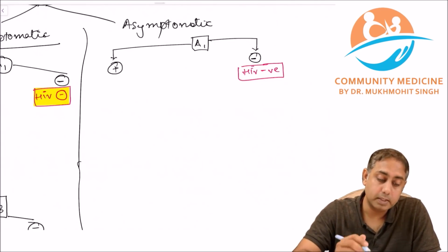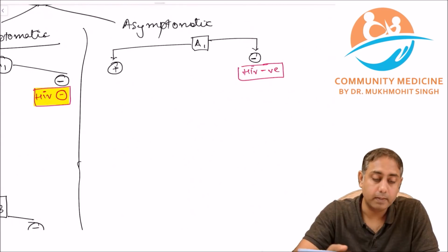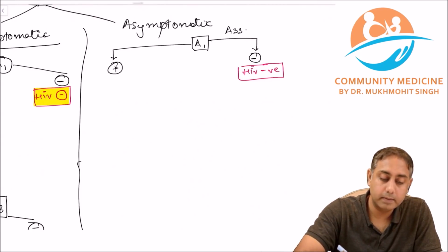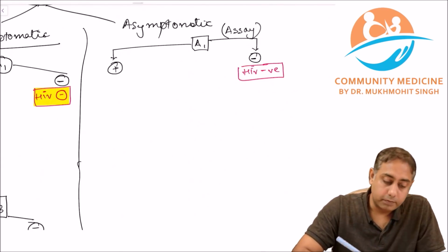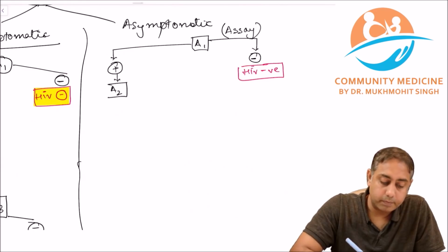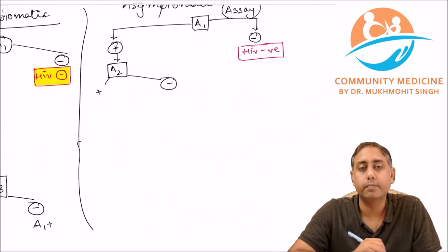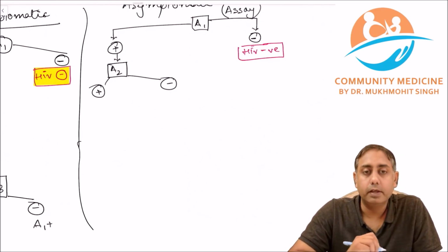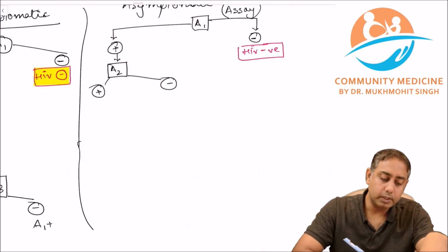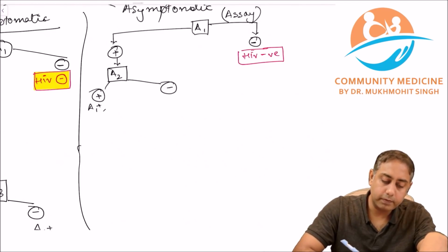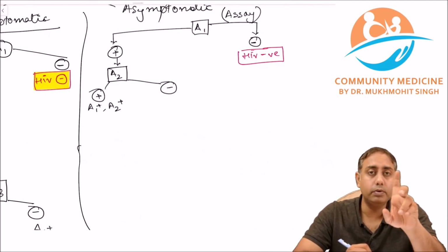The problem starts if this enzyme immunoassay, the first test A1, is positive. Now you are going to send this patient for A2. A2 can be positive or negative. If A2 is also positive, what is this patient? He is A1 positive and A2 also positive. We do not declare this as HIV.